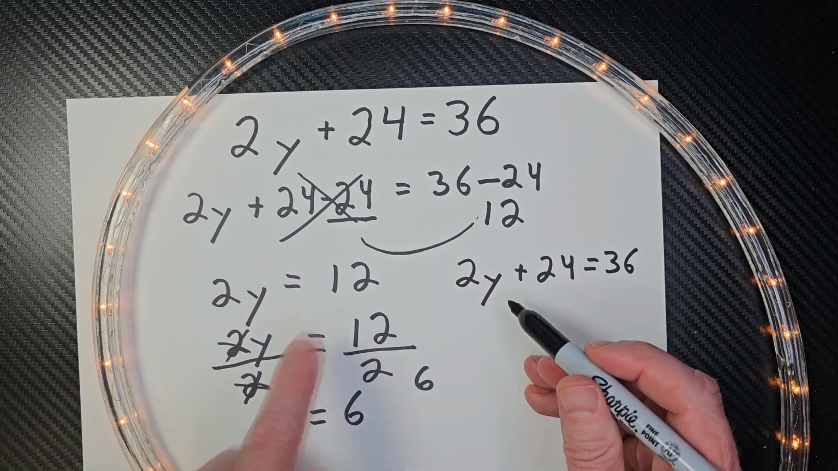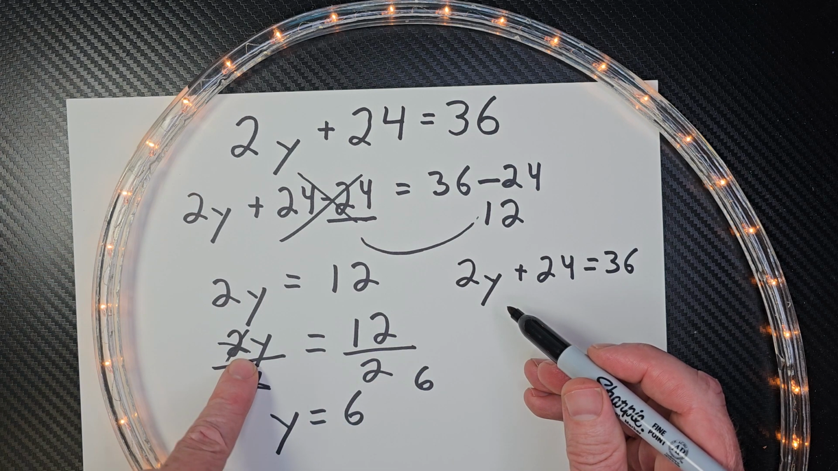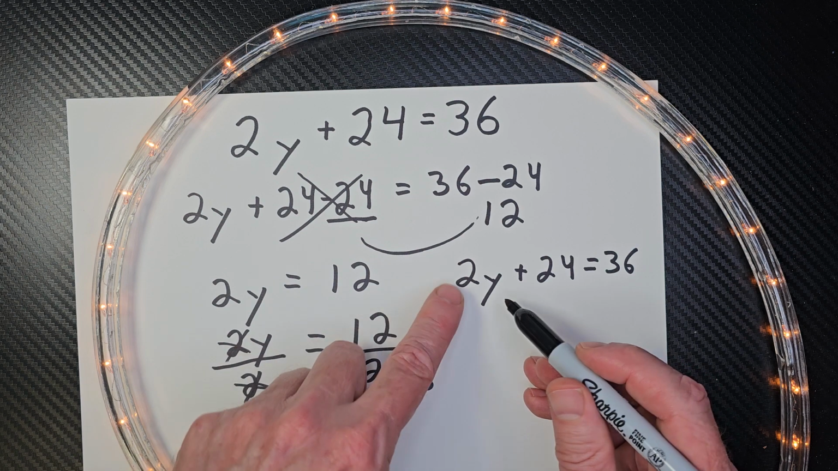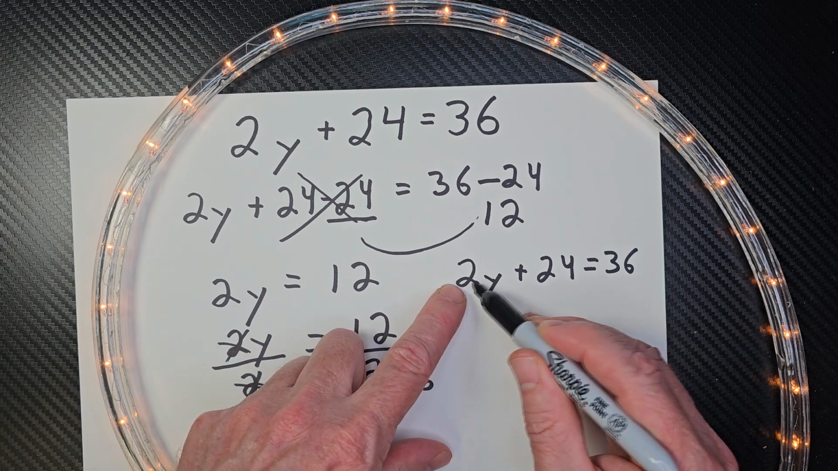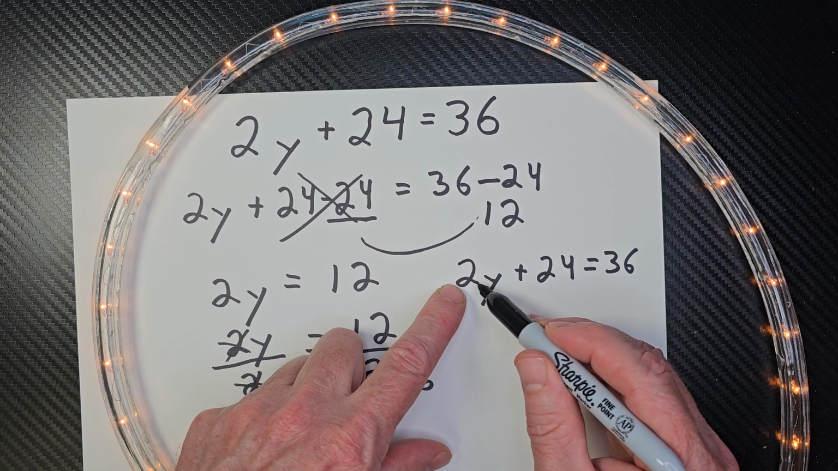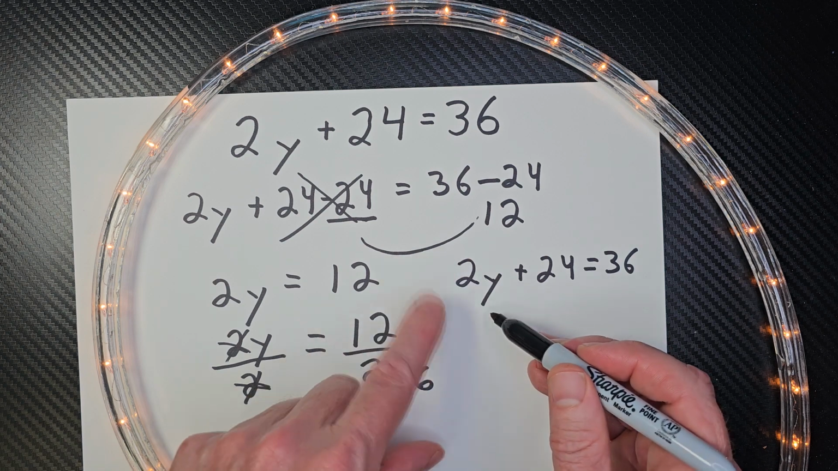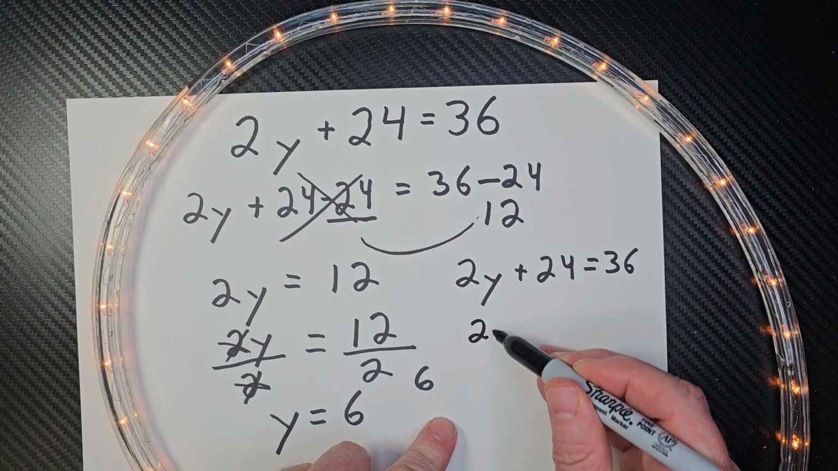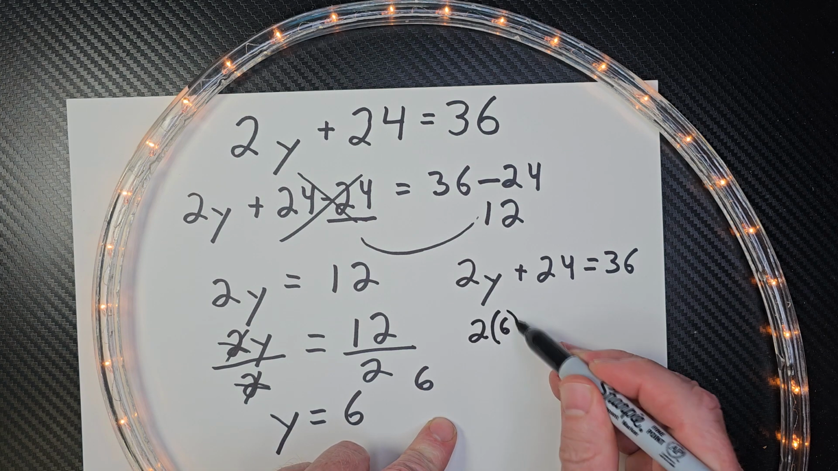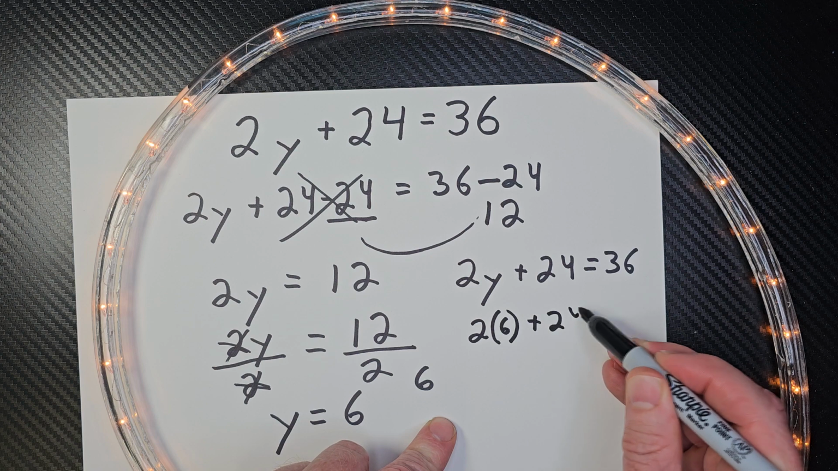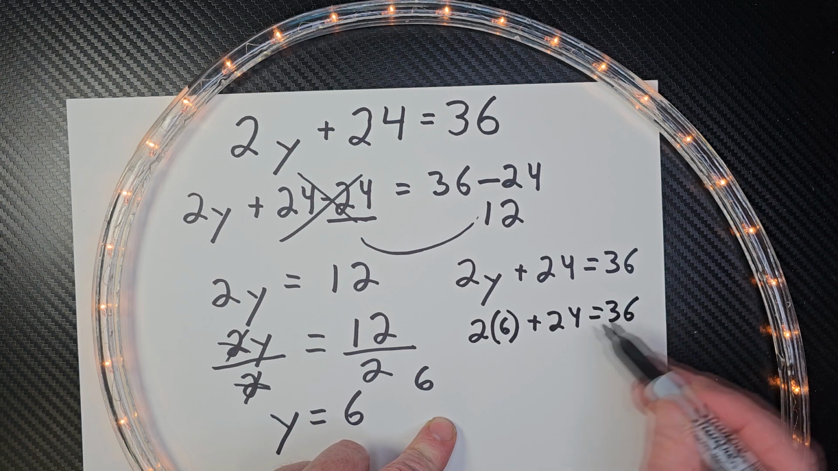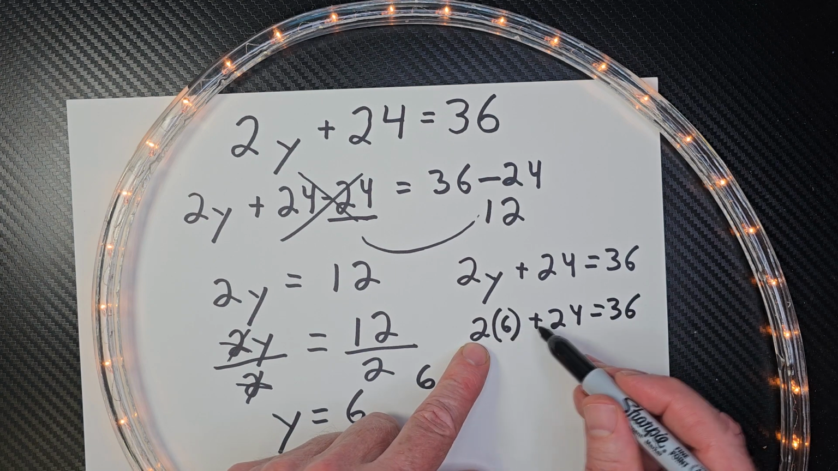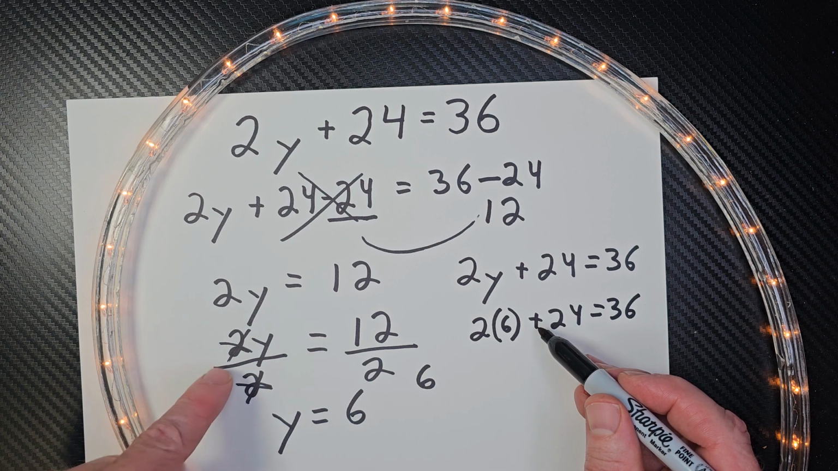Now remember, why did we do this right here with division and not subtraction? Because when I have these two together, they are multiplied. So I'll show you why. Look at that. 2, and I'm going to put the 6 in there. 2, and I'm putting the 6, plus 24 equals 36. Do you see that? 2 times 6. All right? So that's why I needed to use division.